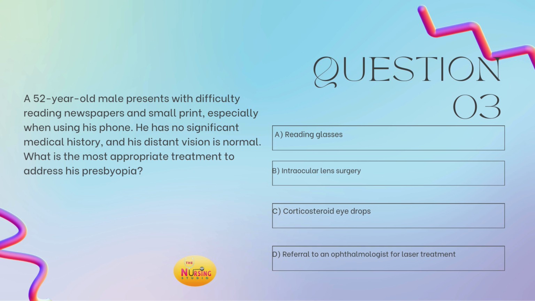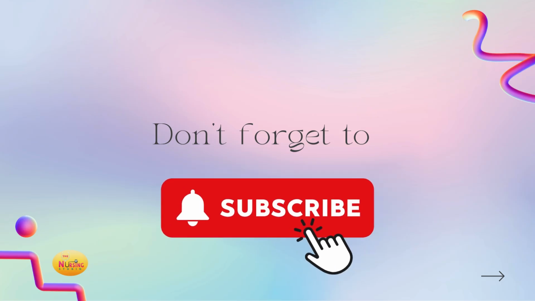All right, so the stem of the question here states, what is the most appropriate treatment to address his presbyopia? So what is treatment for presbyopia? And the best answer is A, reading glasses. Remember, again, that 40-year-old disease, if they're having this going on, the first line treatment or management is to start with reading glasses, okay?